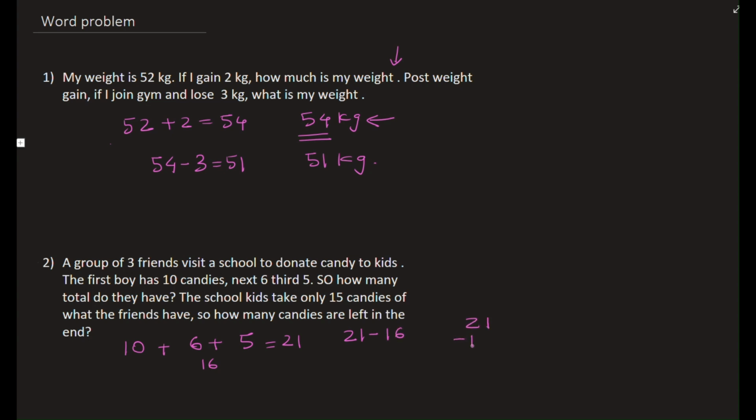So 21 minus 15. 1 minus 5 not possible, so carry over 1 from the tens to the units, and 11 minus 5 equals 6. 2 minus 1 in the tens equals 1. So in the end I have 16 candies left out. Thanks for watching.